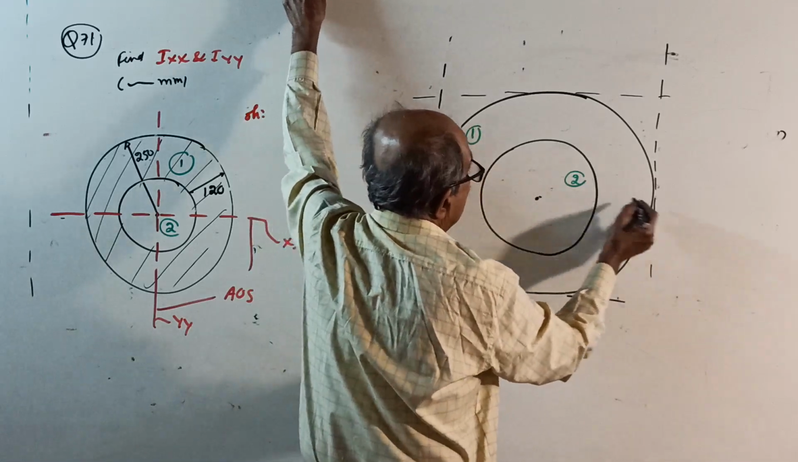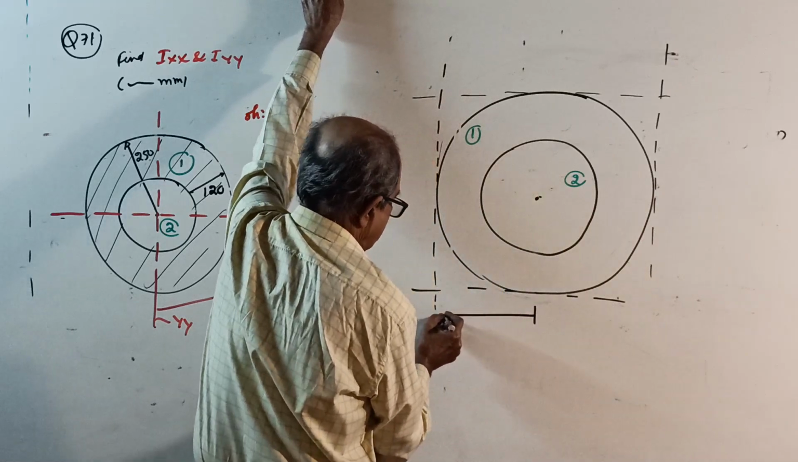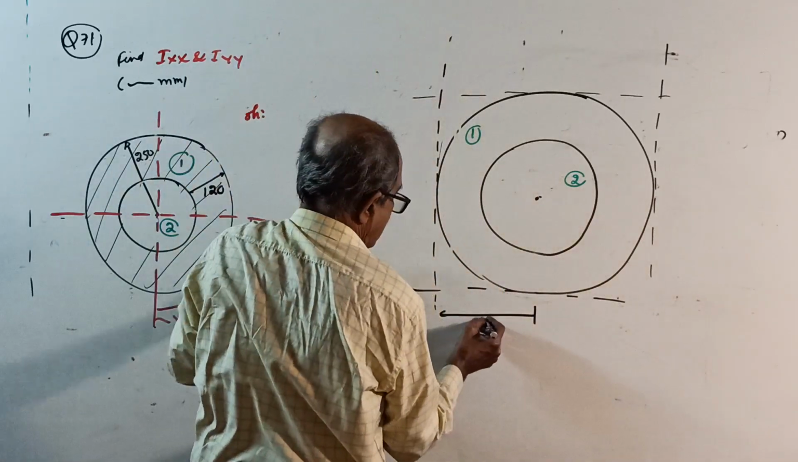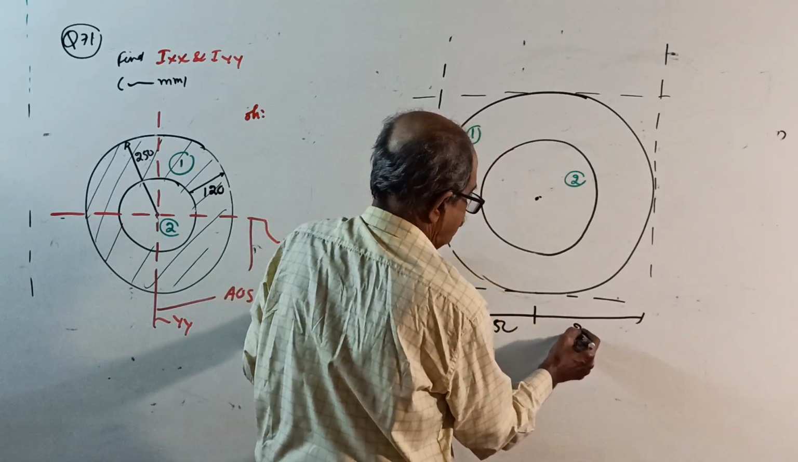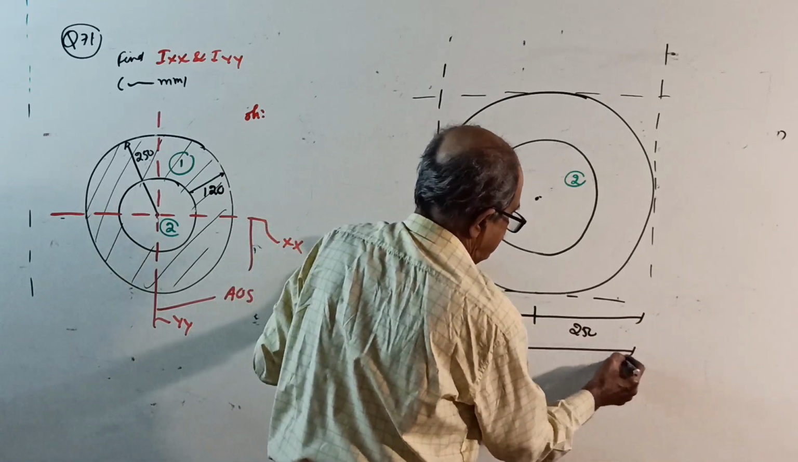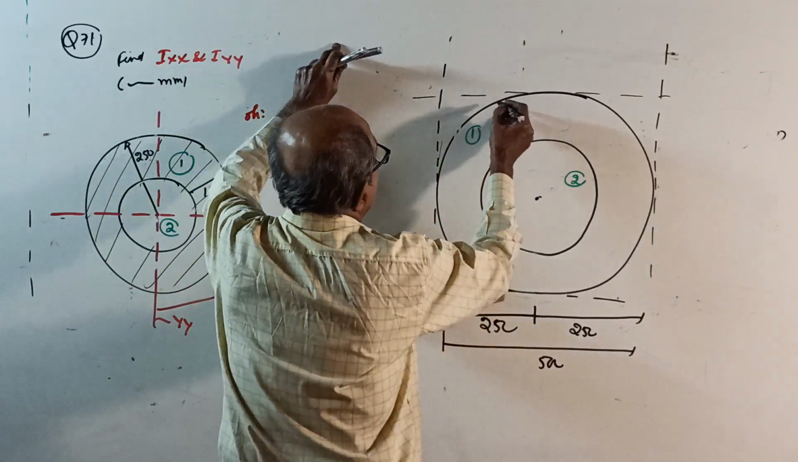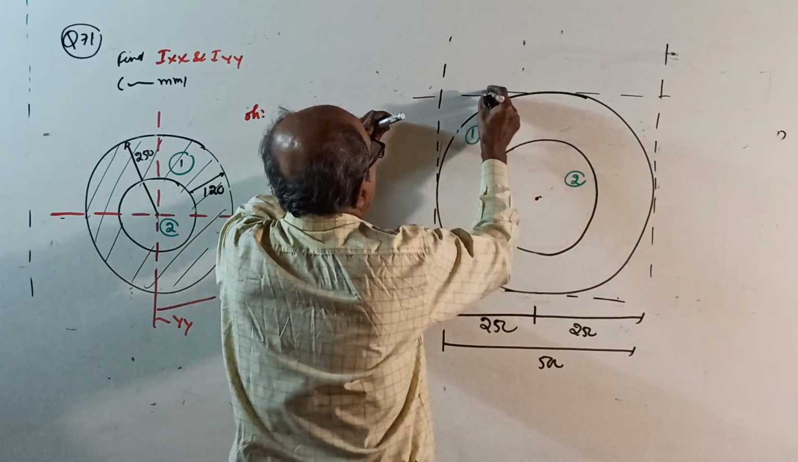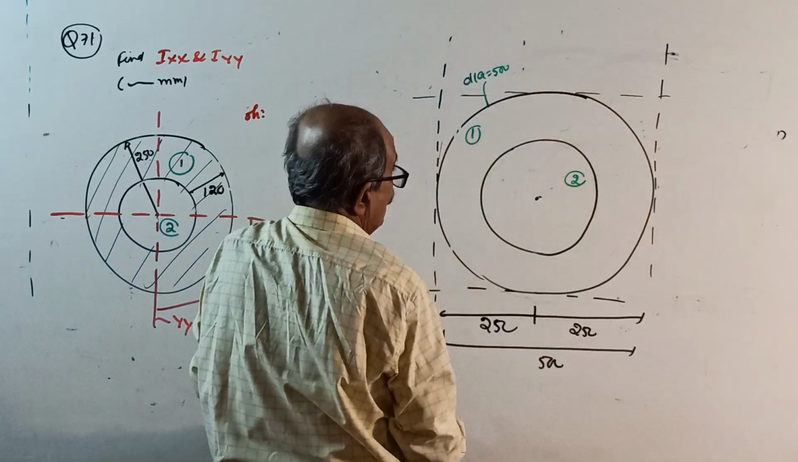See here, it is given in the question. This radius is how much? 250. If that is 250, this also is 250, out of scale. So this full is 500. When this radius is 250, for 1, its diameter is 500.